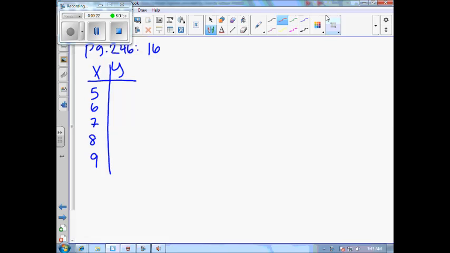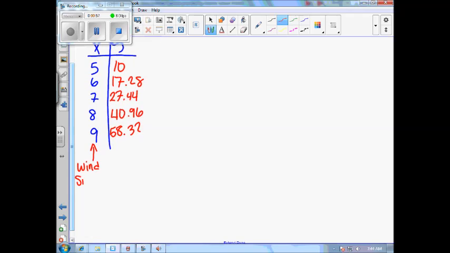Okay, so on page 246, number 16, we have this chart. Okay, and it says, think about a plan. The data shows the power generated by a wind turbine. The X column gives the wind speed per second. So this column is wind speed per second.